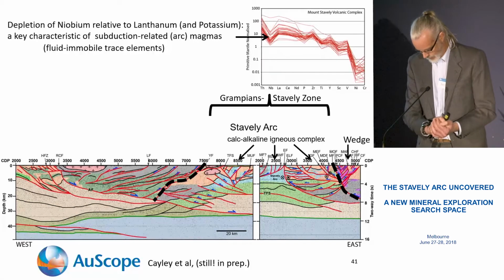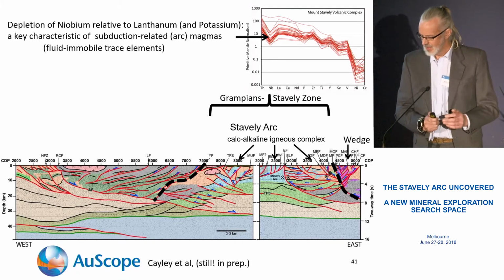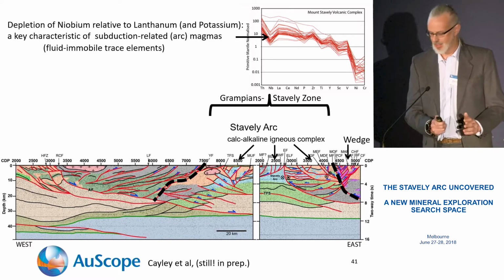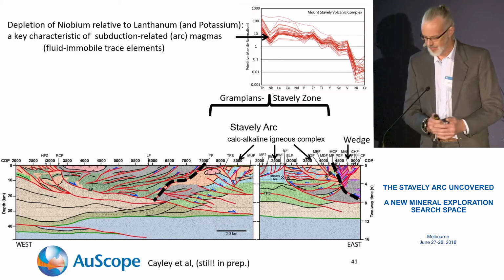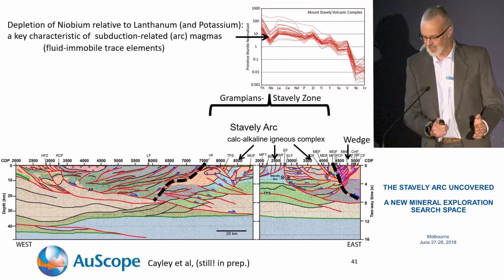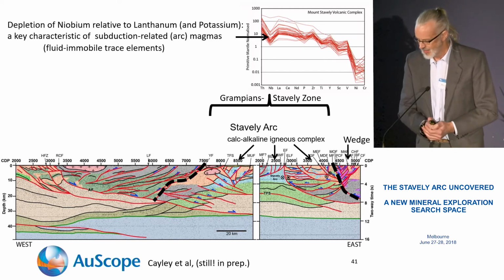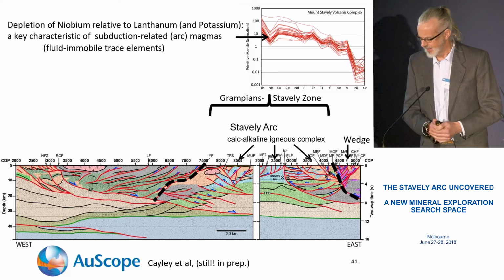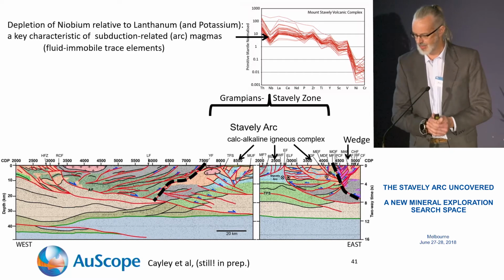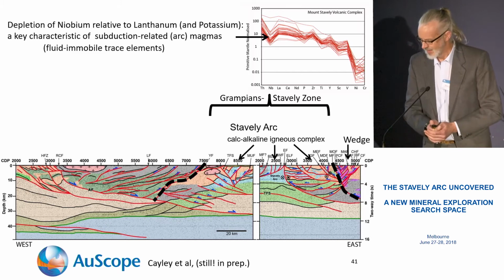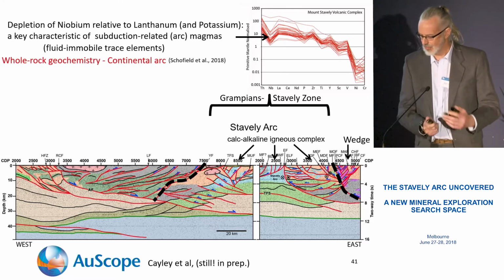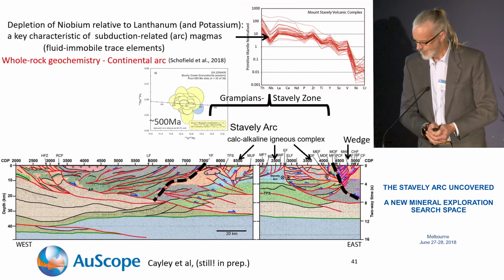Looking at these rocks, this is geochemistry. I'm not going to dwell on it too much, but all the samples we've got, and that's some legacy data and new drilling we've done, show marked depletion of niobium relative to lanthanum and potassium, and that's a key characteristic of subduction-related arc magmas. So the whole rock geochemistry looks like a continental arc.